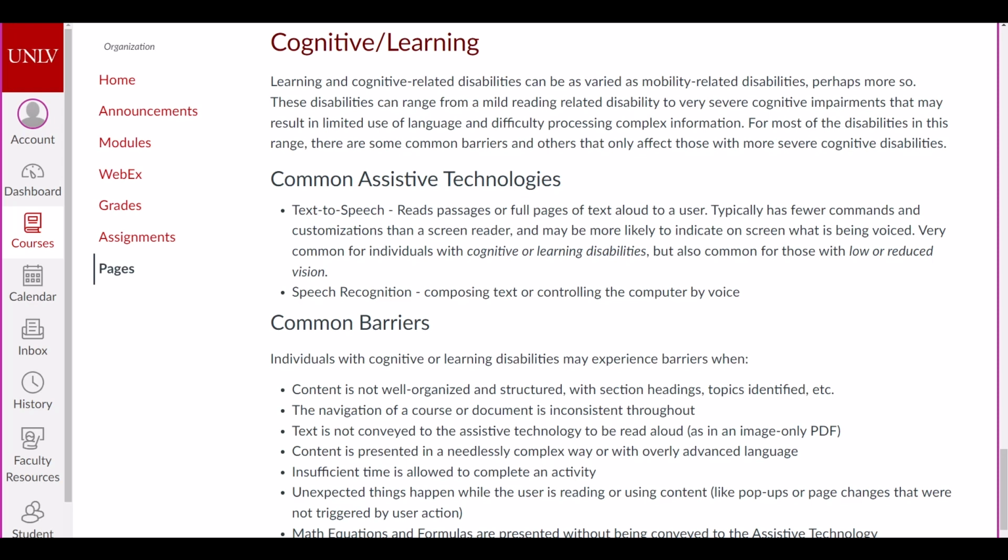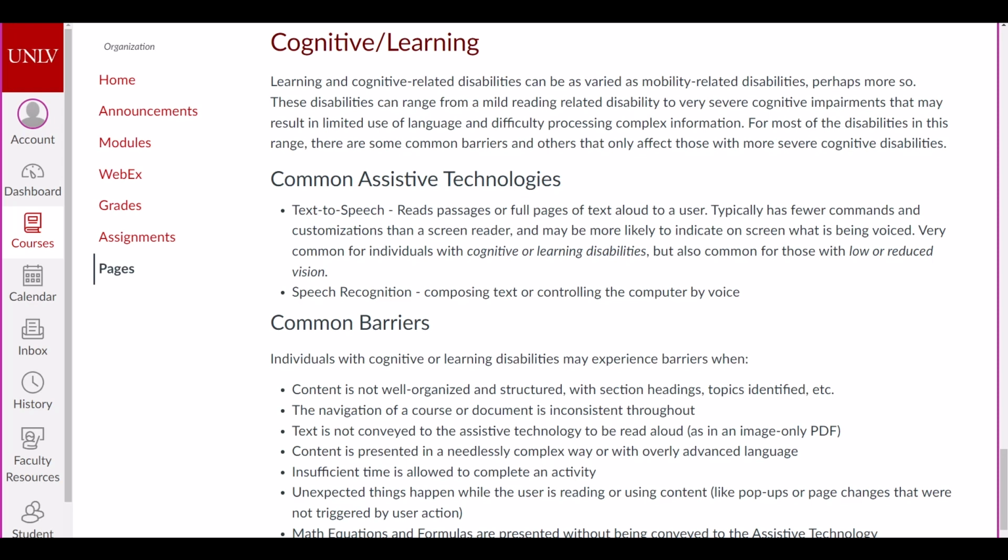Common assistive technologies. Text-to-speech. Text-to-speech reads passages or full pages of text aloud to a user, typically has fewer commands and customizations than a screen reader, and may be more likely to indicate on screen what is being voiced. Very common for individuals with cognitive or learning disabilities, but also common for those with low or reduced vision. Speech recognition. Speech recognition composes text or controls a computer by voice.